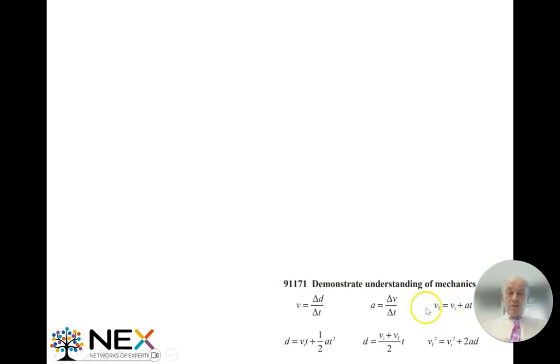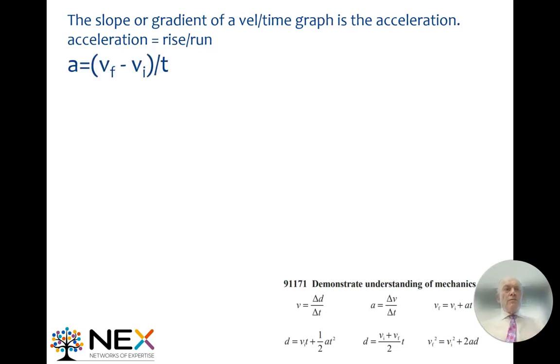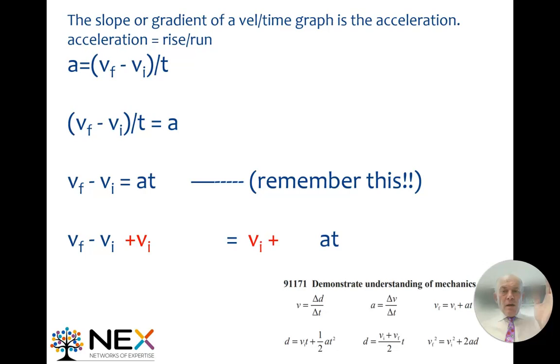If we look at the four equations of motion, actually six of them, but the four equations of motion down the bottom right hand side here, the slope of a velocity time graph is the acceleration. So the acceleration is the rise divided by the run, and we have the difference in the velocities divided by the time covered. If we swap sides and then multiply both sides by t, we have the difference in the velocities is the acceleration times the time, and I want to hold on to that. That is very, very important. I'm going to come back to that, but I'm also going to develop it further.